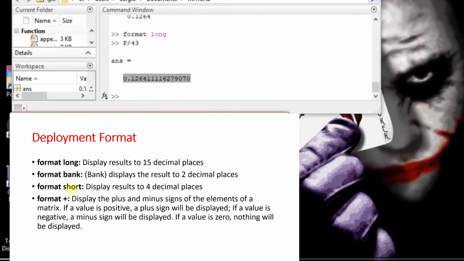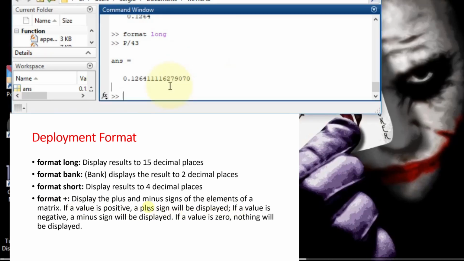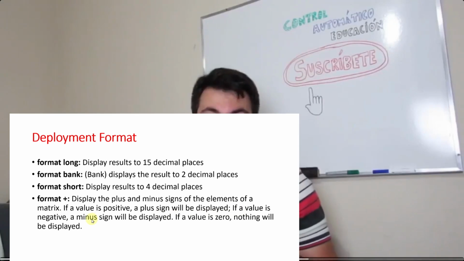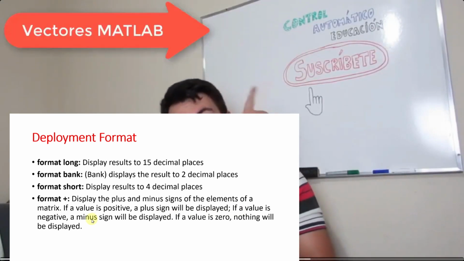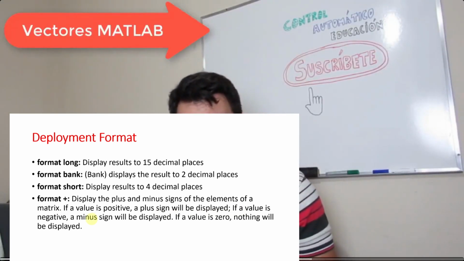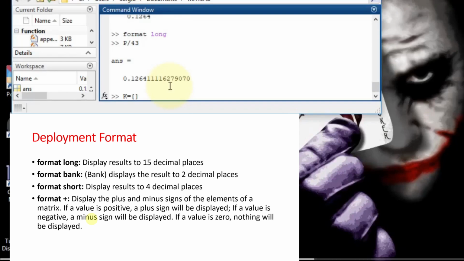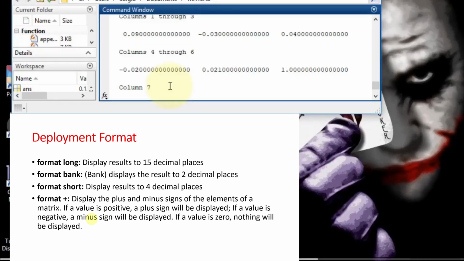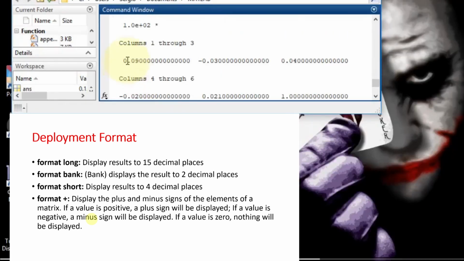There is another display format called format plus. Basically, this format displays the plus or minus signs of the elements in a matrix. If a value is positive, then we'll see the plus sign. And if a value is negative, then we'll see the minus sign. Let's see how it works. Let's create a vector k here. If you haven't seen the video about vectors yet, here's the link so you can watch that video on vectors. Let's create this vector here with several elements, 9. So we create this vector k, which gets all its elements.